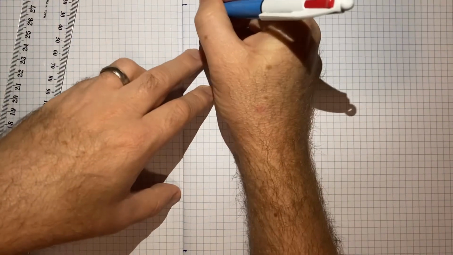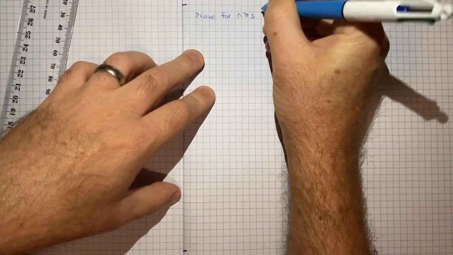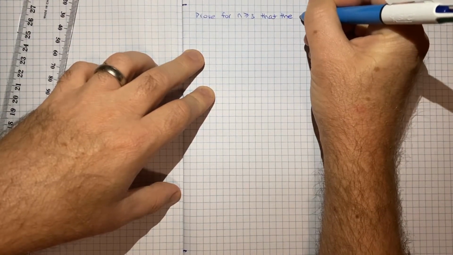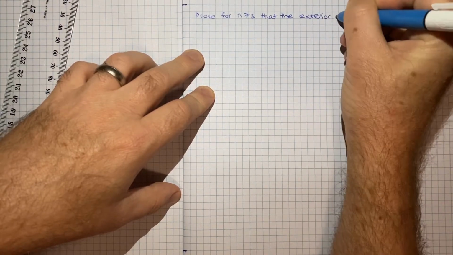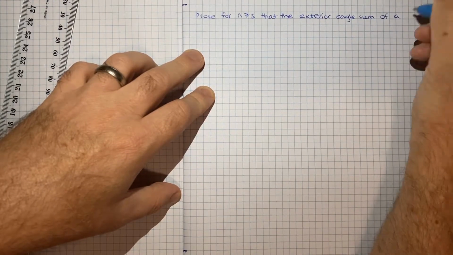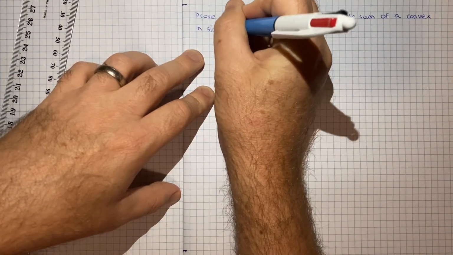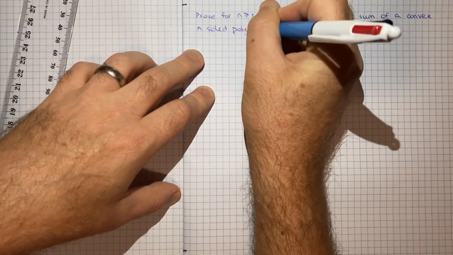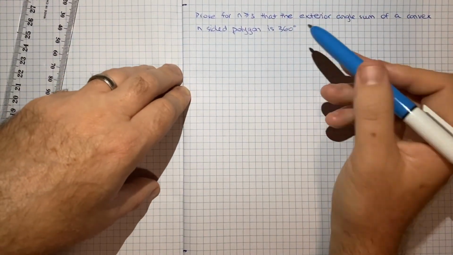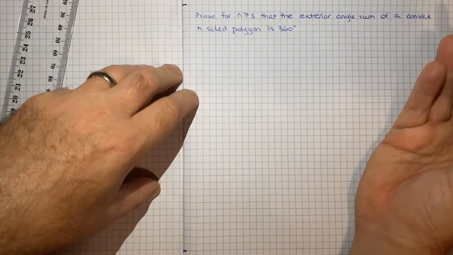So we want to prove for n greater than or equal to 3 that the exterior angle sum of a convex n-sided polygon is 360 degrees. And as I mentioned, I'll first walk you through the fairly straightforward non-induction based proof.